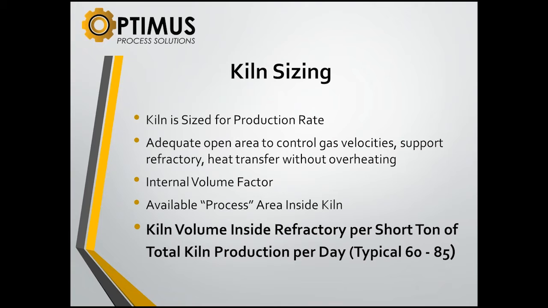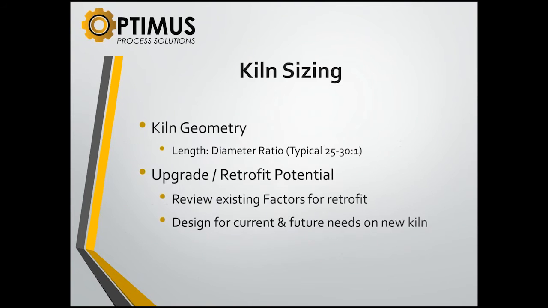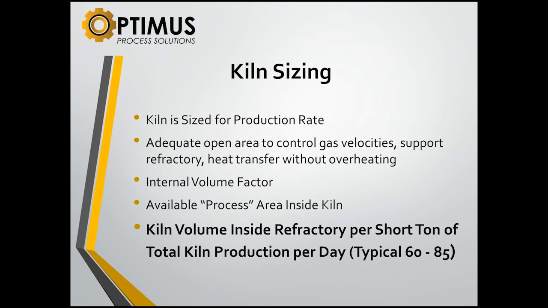Kilns are sized for production rate. They must have adequate open area to control gas velocities, support the refractory, and have heat transfer without overheating the material. Internal volume factor is the key number that's looked at. Normally, kiln volumes inside the refractory per short ton of kiln production per day are typically 60 to 85.